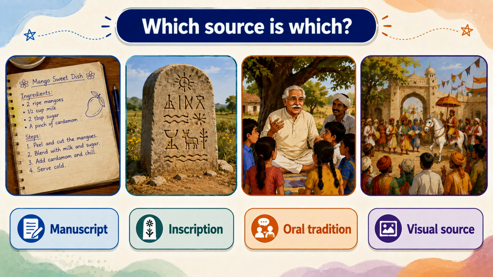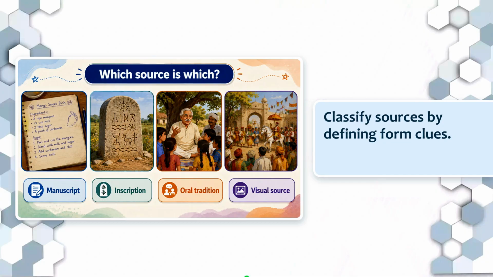The first is handwritten, the second has writing carved into a durable surface, the third passes information through speech, and the fourth communicates through a painted image. Those clues let us classify the examples as manuscript, inscription, oral tradition, and visual source. Source classification becomes easier when we focus on the form that carries the information. The same source rules work even when the example changes.